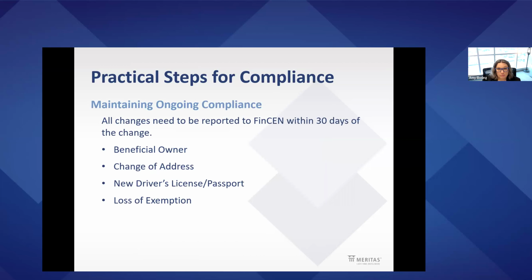One of the more challenging pieces of CTA, if it's not the definitions and meeting exemptions or who's a beneficial owner, is this ongoing compliance issue. So once a report has been filed, any information that changes on that report must be updated and reported to FinCEN within 30 days of that change. So if you have a change in ownership, if somebody's trust document changes, who is an owner, somebody moves and has an address change, somebody gets a new driver's license or passport issued because it expired, or if there's a loss of exemption, all of those changes need to be reported within 30 days.